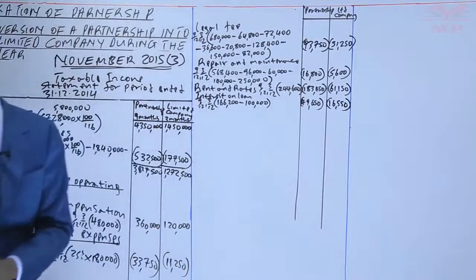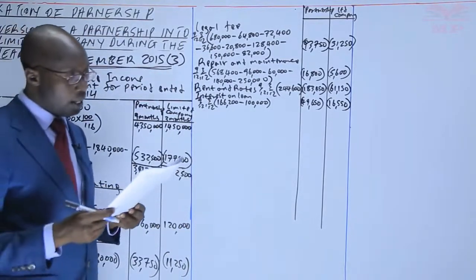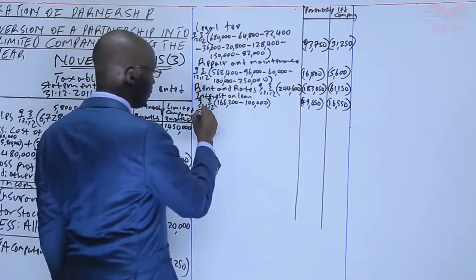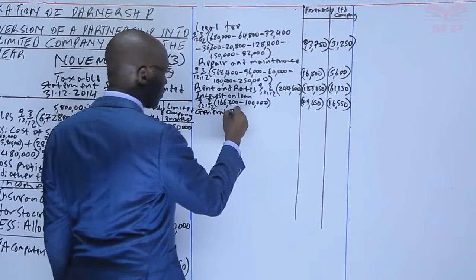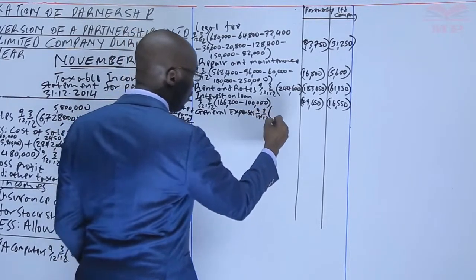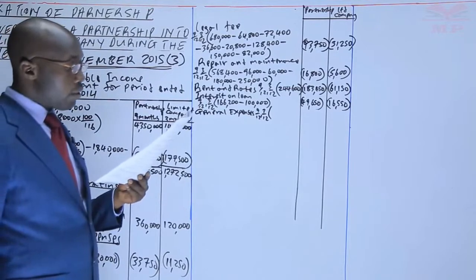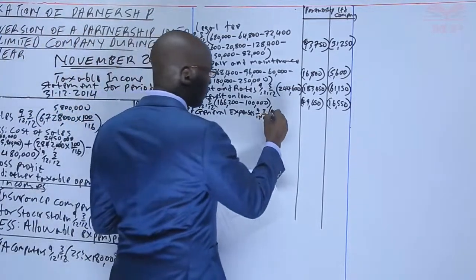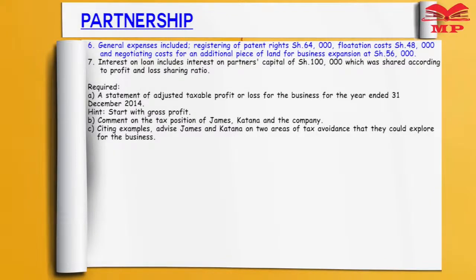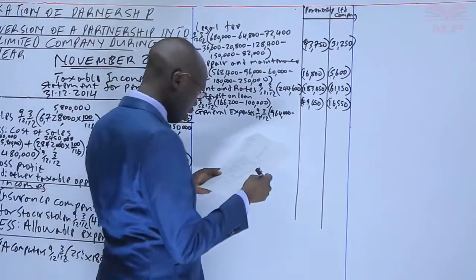There. Then we continue. We go back to the income statement. After the interest on loan, we have general expenses. General expenses are allowable expenses. Three over twelve of the overall general expense is 964,000. But we must minus, there is an additional information number 6 about the general expense, which we are told that it included registering of a patent right of 64,000. Patent right cost, we said, is not allowable. So that needs to be minus 64,000.